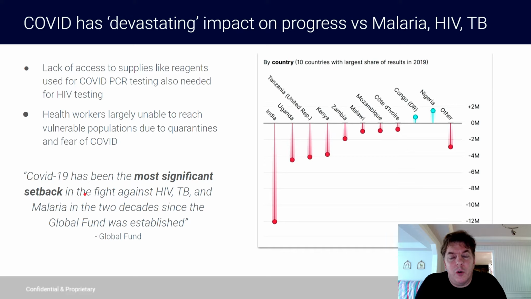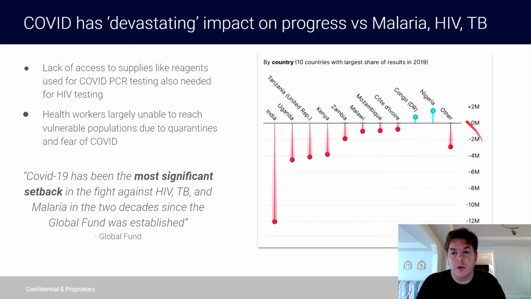Furthermore, COVID has had a very negative impact in terms of the other diseases we're discussing, for example, HIV and malaria. One of the reasons was just the supplies of reagents needed for traditional lab testing are also needed for HIV testing. And with COVID, of course, you had health workers unable to reach different sections of the population due to quarantines and so forth.